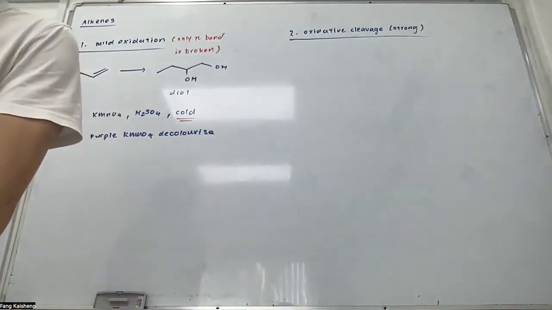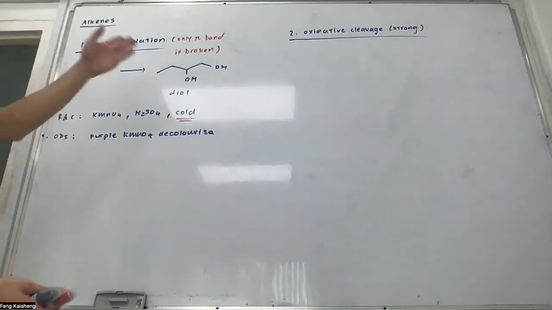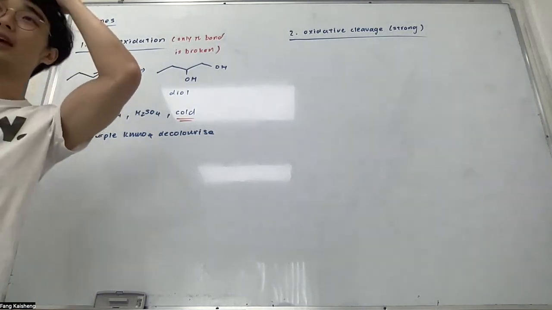And that's pretty much it. There's really nothing to say for mild oxidation. It's super straightforward. You don't really need to know how this works. Just accept it. Okay, and so far.